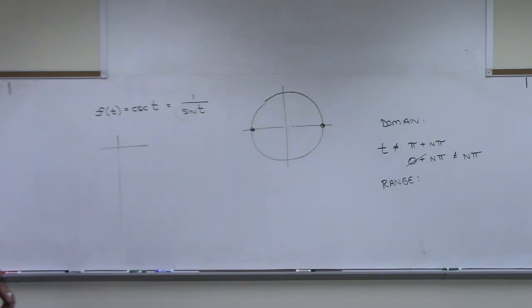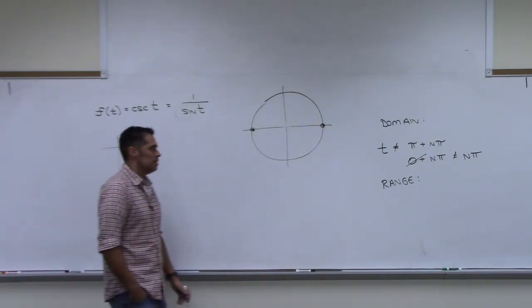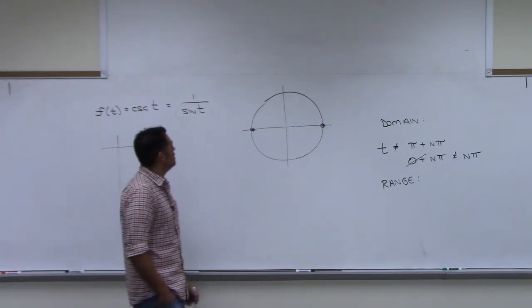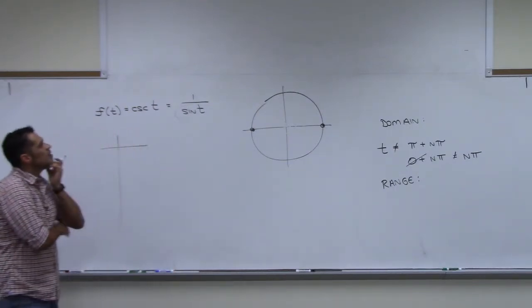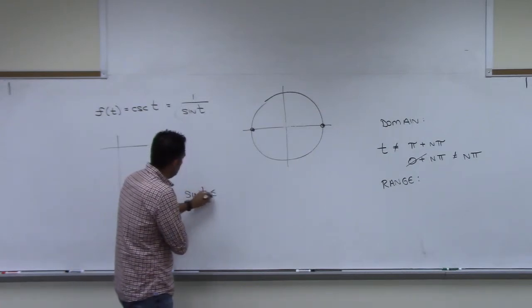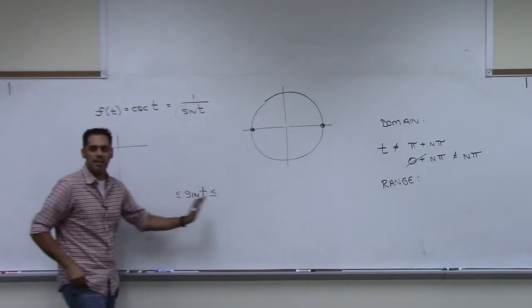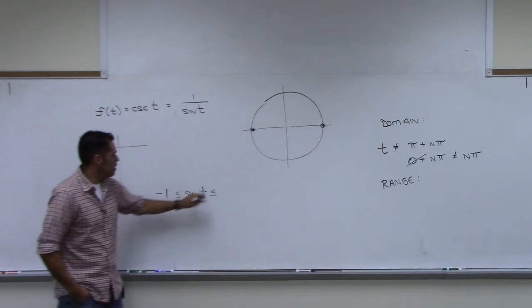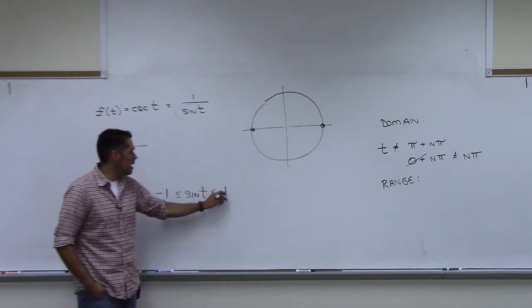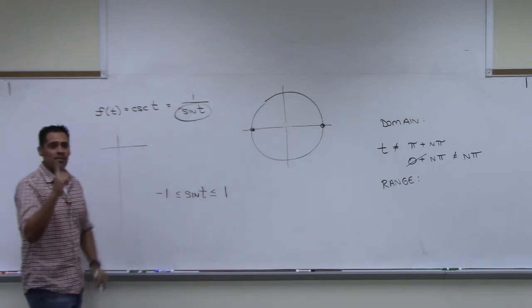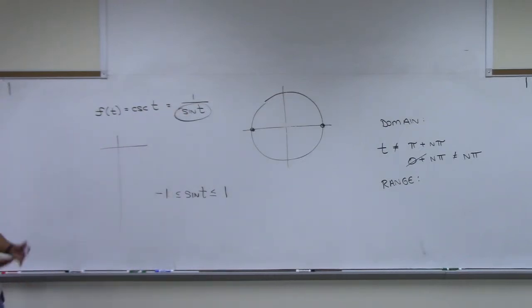Now, something more challenging. The range. Yeah, this one's harder. Let's see how y'all do with this. Do you remember what you told me sine of t had to be between? What did you tell me sine of t had to be between? The output. Negative 1 and 1, right? That's the range of sine. So that means that this denominator, the biggest it can be is 1, right? The smallest it can be is negative 1.